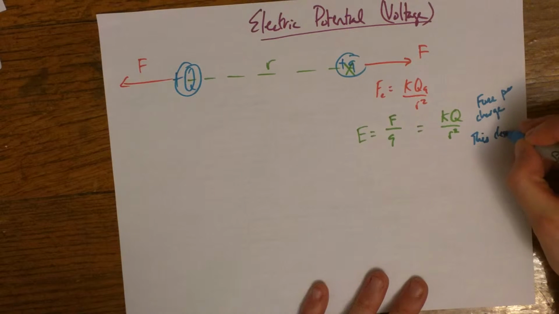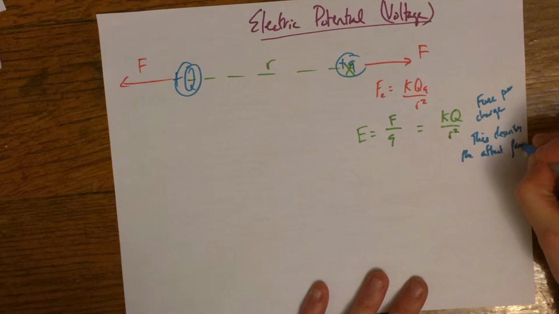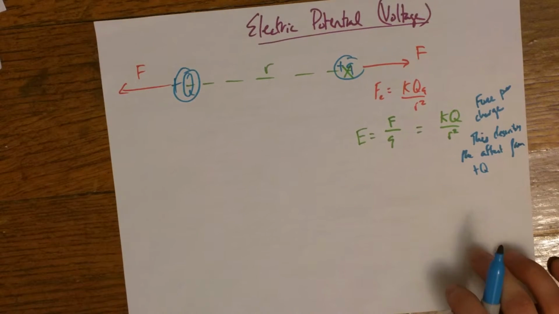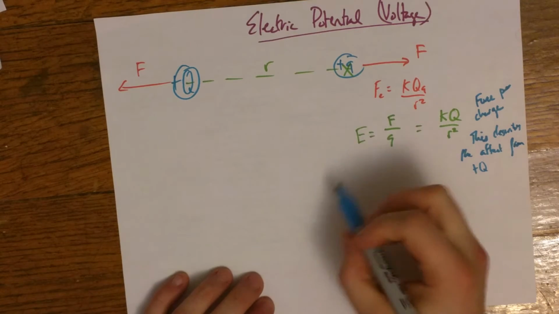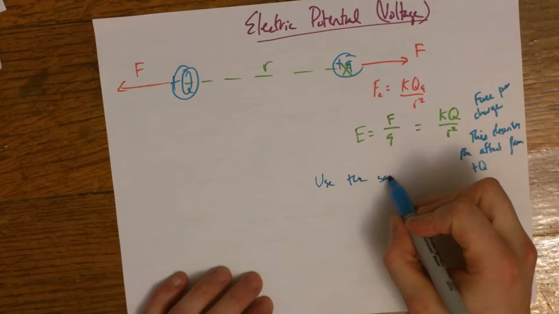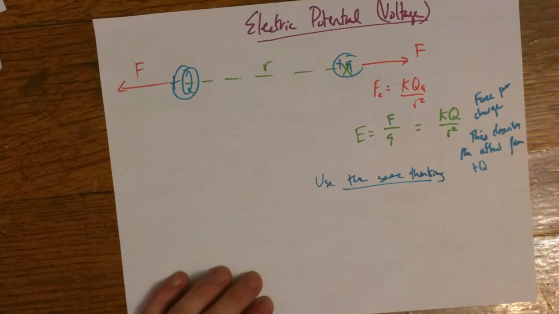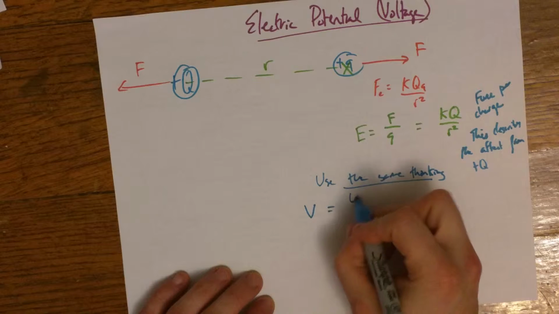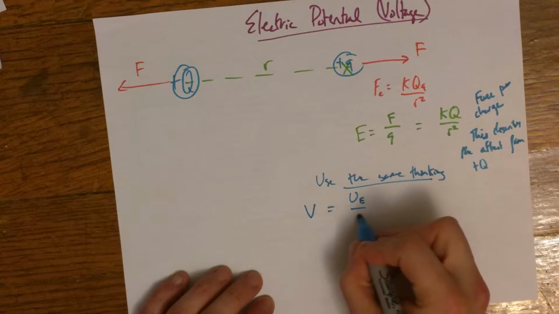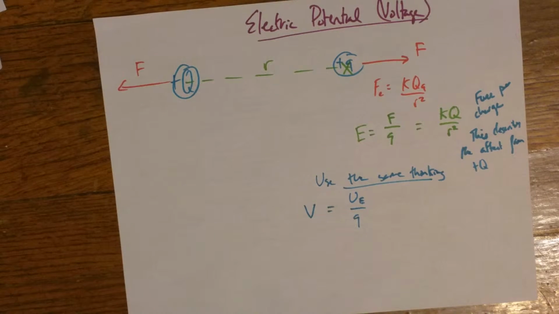This describes the effect from capital Q. Okay, so this same train of thinking can be applied to potential energy per a given charge. So use the same thinking. And we're going to define this new term as voltage. And it's going to be the potential energy per a given charge.